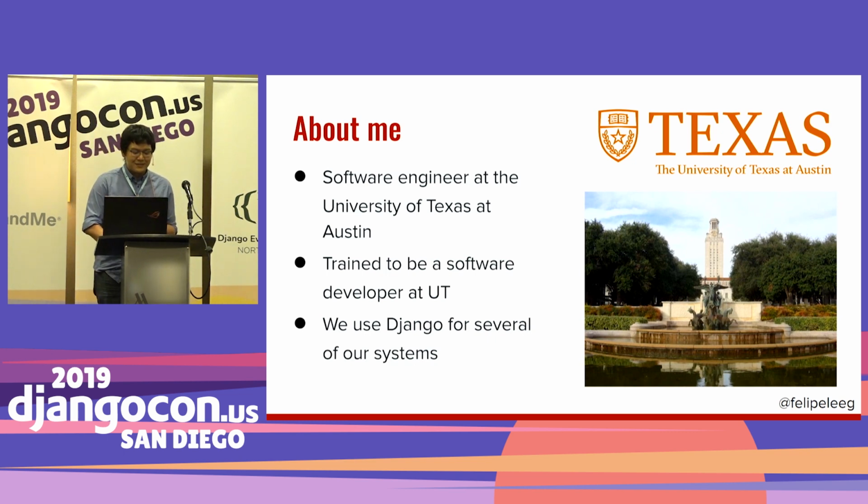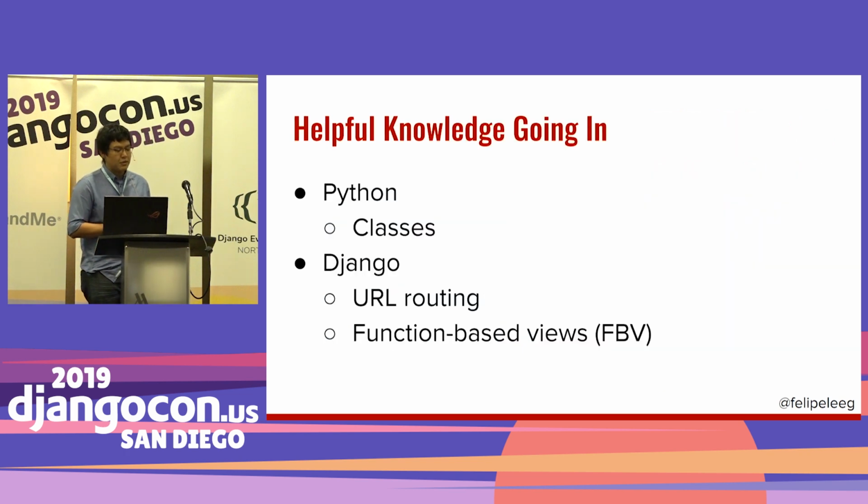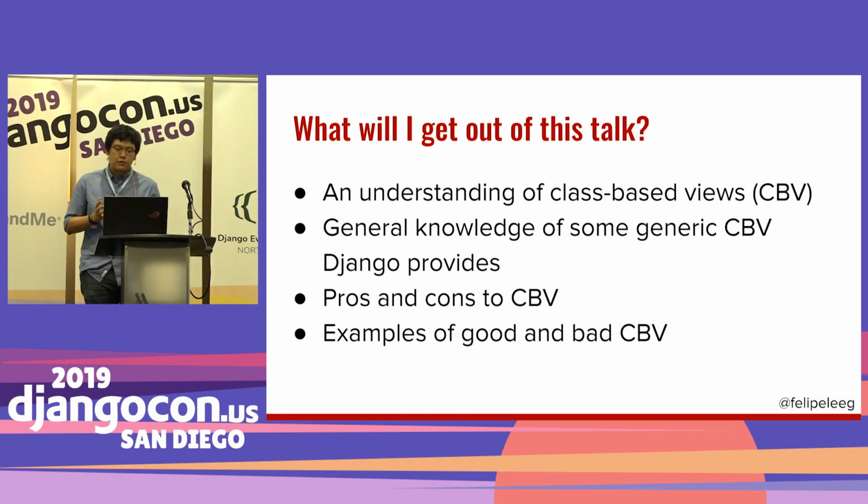A bit about some helpful knowledge going into my talk is just having a basic understanding of Python classes, URL routing in Django, and function-based views. Also, a little bit of forms, but that's not really vital. And then hopefully you'll walk away from this talk with an understanding of class-based views, and specifically generic class-based views within Django. And then some pros and cons to class-based views, as well as some examples of good and bad use cases.